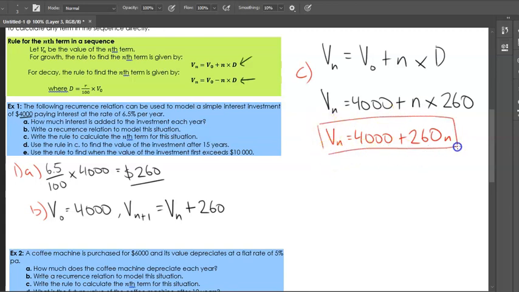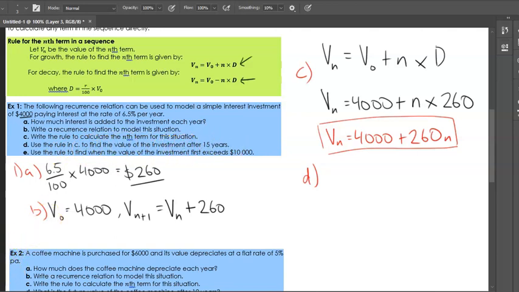Now we've got a rule. We're not necessarily using the recurrence relation now. We don't have to refer to previous numbers. We can just jump straight to whatever term we want. And this is going to help us with question D. Use the rule in C to find the value of the investment after 15 years.